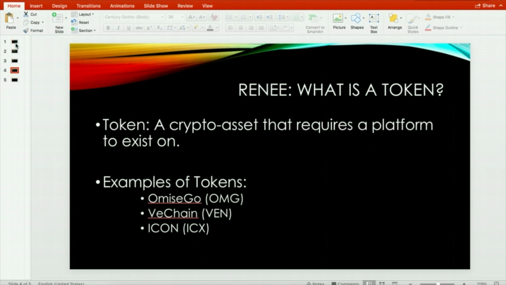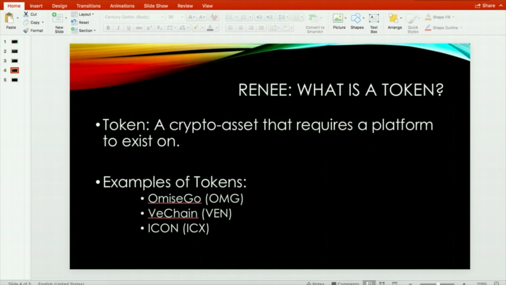So a token is an asset that requires a platform in order to operate. It is built off an Ethereum platform, a Neo platform, an Omni platform. You know, it's built off something. So you need an underlying set of protocols in order for a token to operate within the blockchain. Examples of tokens are Go, VeChain, Icon, Tron, all the common ones. These need a platform in order to exist, in order to operate, right?